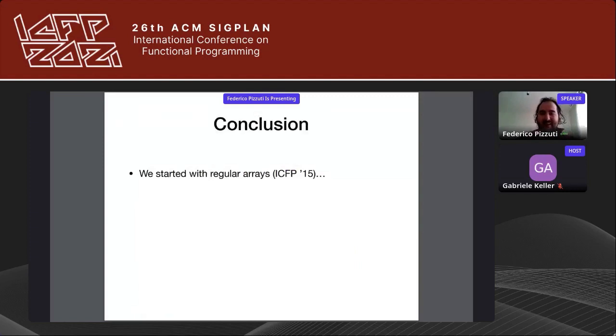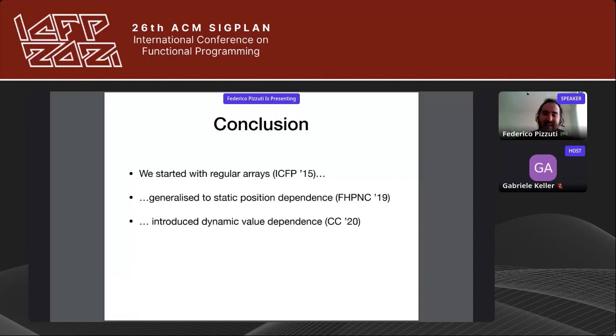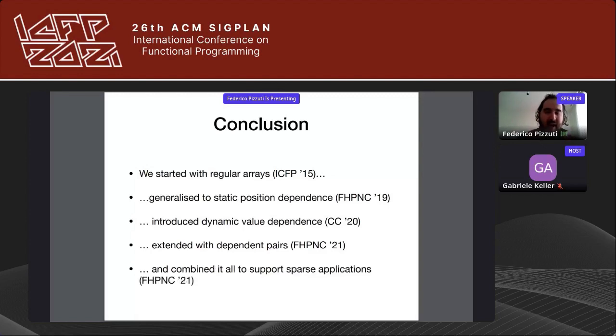So the talk I gave here covered several years of work, a vertical slice of the work. It started for me, at least, when working on Lift, the ICFP 15 paper, where I introduced the system with irregular arrays and that sort of setup. I generalized this to the static position dependence, so the triangle stuff, which was presented at FHPNC in 2019. The idea of using a dynamic value to be able to express sparse matrices comes from CC20. And then in this paper, we extended it by providing dependent pairs, providing the lifting, and in general, doing a makeover of the whole system to make it all work together nicely and formally. And also, we combined it all together to be able to support sparse applications on both sides. So now you can consume sparse data structures like sparse matrix vector, and you can produce sparse data structures. So you have the full picture in a sense.